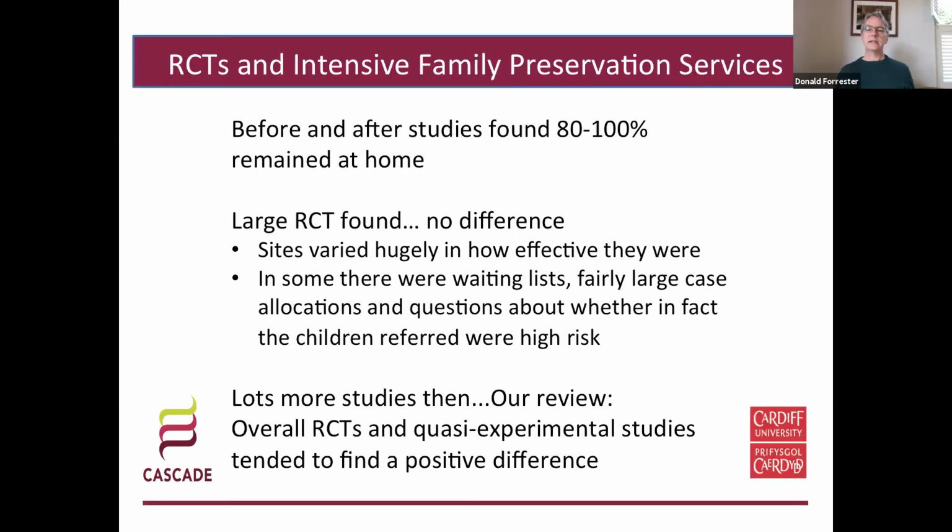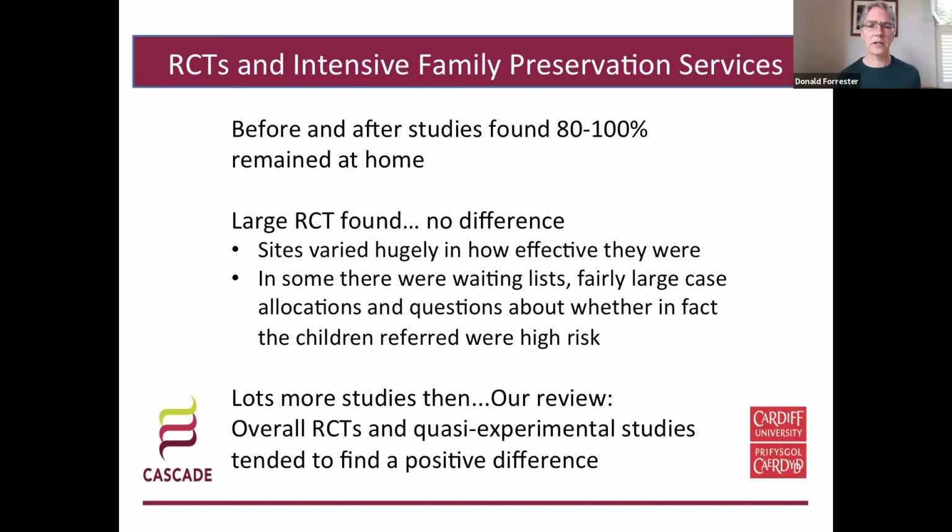So looking at RCTs and intensive family preservation services, I mentioned earlier the before and after studies found 80, 90, 100% of kids who were referred to the intensive family preservation services did not go into care, and people were therefore fairly confident this works. They then did a large randomized controlled trial where kids' families were referred to the service, and then they were randomly either allocated intensive family preservation service or not. They got service as usual.